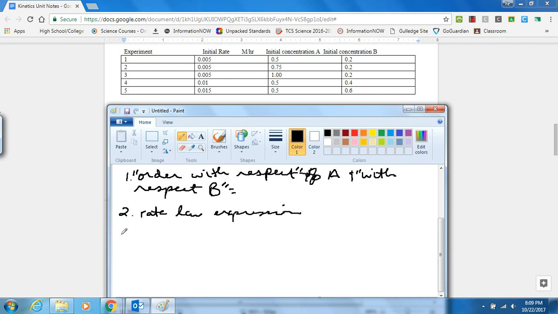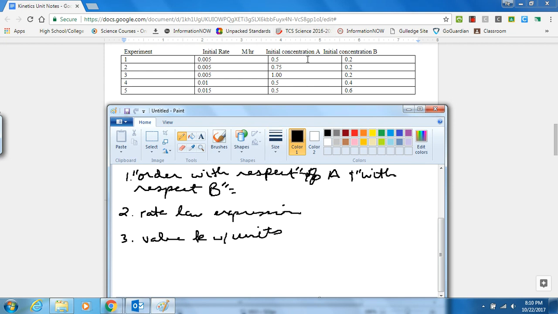And the last thing we want to do is figure out what is the value of K with the proper units. Like I said, we have to figure out what the units are of K depending on that overall order. So let's figure out how we do this.